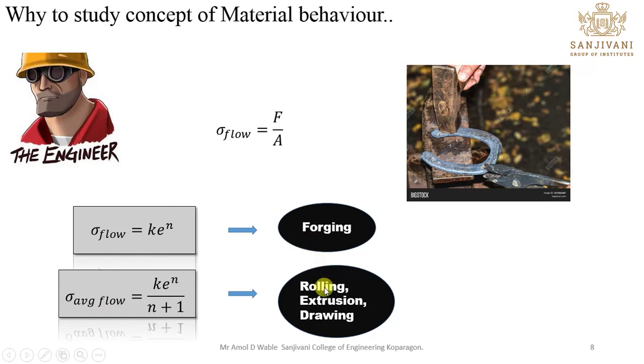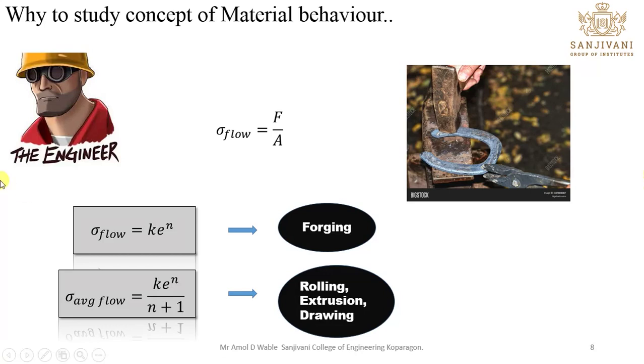In the case of rolling, extrusion and drawing processes, you will find that the material cross sectional area is reducing gradually. So in that case you have to consider the average flow stress, as there is a continuous deformation for a particular time. In that region the average flow stress has to be considered, and it is given as Kε^n upon n plus 1.